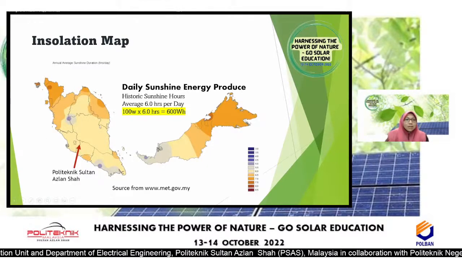Here is a Malaysia map. Politeknik Sultan Azlan Shah is located here. From the range, we can see the daily sunshine energy produced is 6 hours for our place. So our solar panel is 100 watts times 6 hours, and we get 600 watt hours per day. So the daily sunshine for our place is 600 watt hours per day.